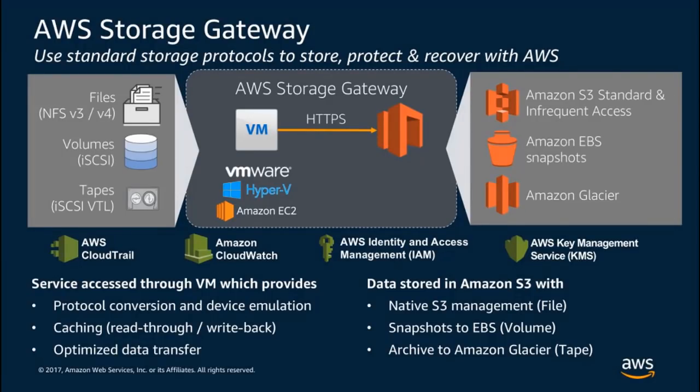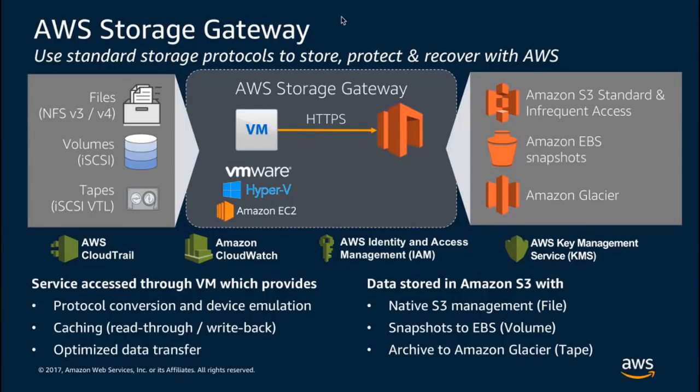As an AWS service, we're fully integrated with things like Amazon CloudTrail for audit and management of logging of API calls, CloudWatch for metrics around what's going on with the service, IAM for access, and KMS for encryption. The VM provides 3 core capabilities. One is protocol conversion, so we convert from standard storage protocols to cloud storage protocols, enabling you to take applications that are not cloud aware or not cloud native and have them use cloud storage without really knowing.